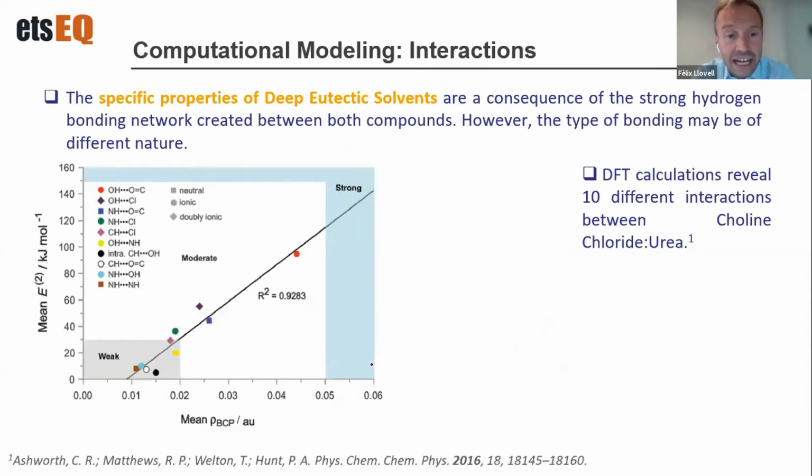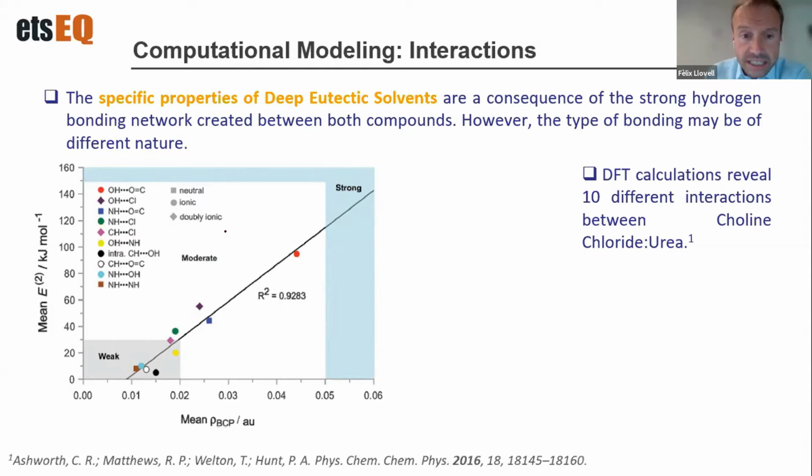Here, I just want to highlight how complex these types of molecules can be. The most well-known system, choline chloride with urea, is one of the most complex to understand. DFT calculations in the work performed by Patricia Hunt and co-workers have revealed more than 10 different interactions that are important in terms of hydrogen bonding. When we talk about hydrogen bonding, we include many different types that can be related to ionic interactions, double ionic interactions, and neutral interactions.